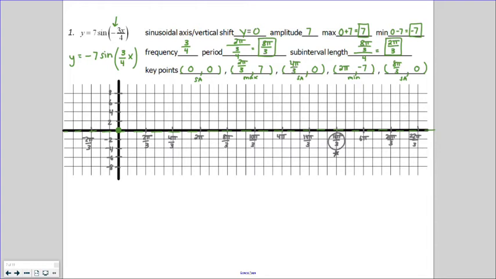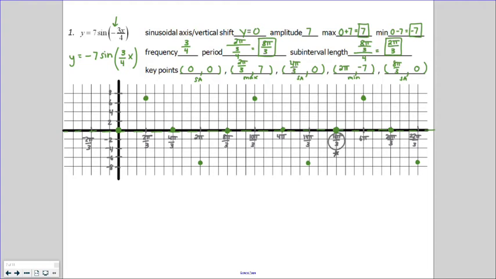So we go to our max, axis, min, axis, max, axis, min, axis. And that's where sine should end every cycle, is on the axis. So we know we did the order of key points correct there. And then I can keep going. I can continue this pattern, right? Max, axis, min. And I'm going to do that going backwards as well.